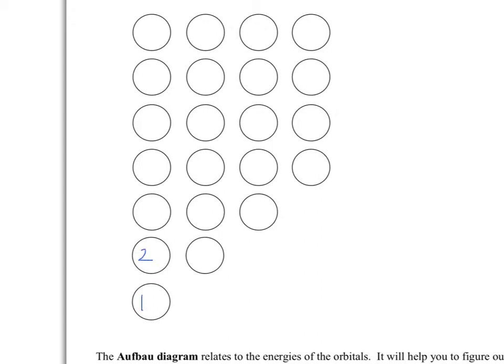1, 2, 3, 4, 5, 6, and 7. And we'll notice that there's only one 1s, but two 2s, three 3s, four 4s. And after 4, there's only 4 circles for each. So that means we just have four 5s, four 6s, and four 7s.